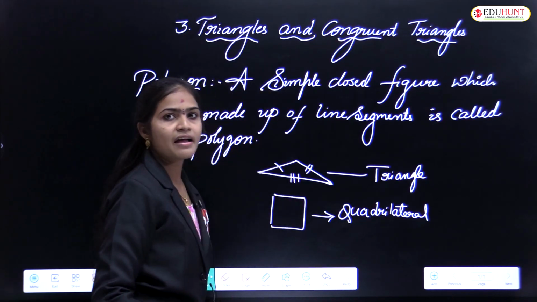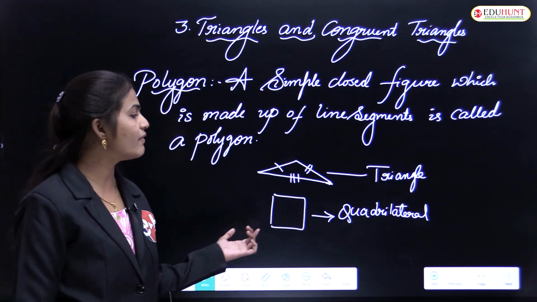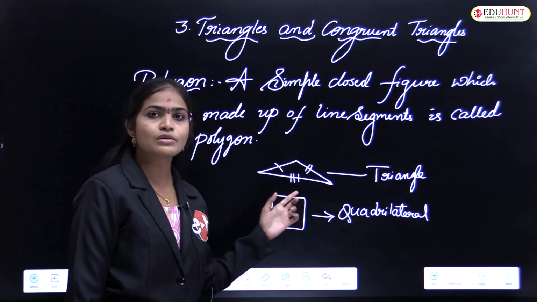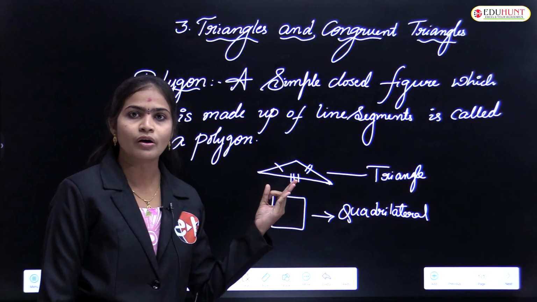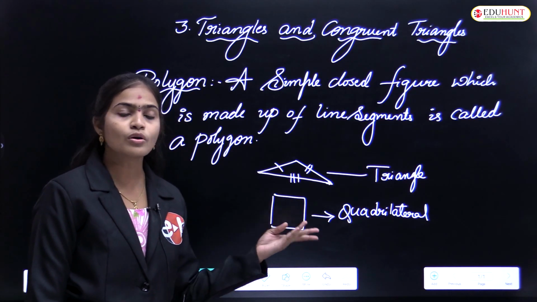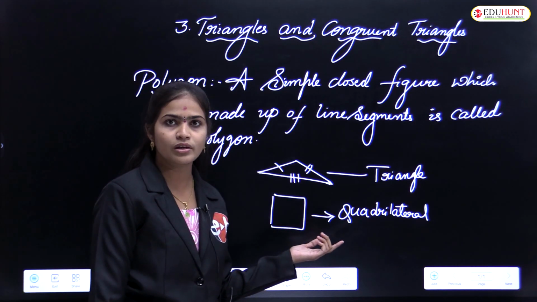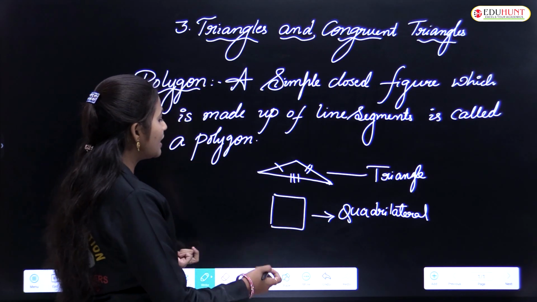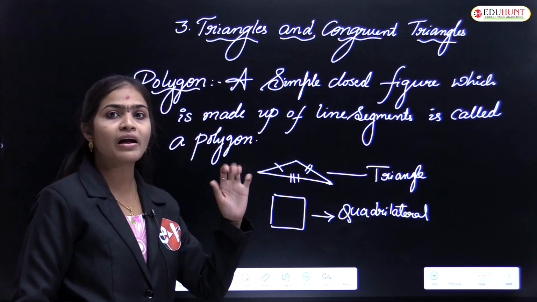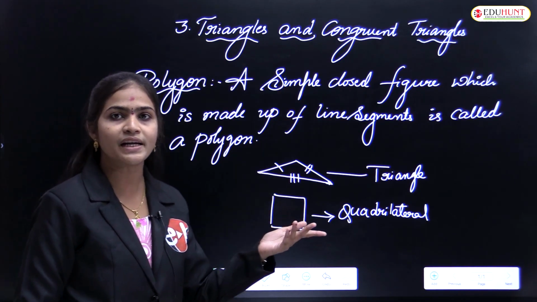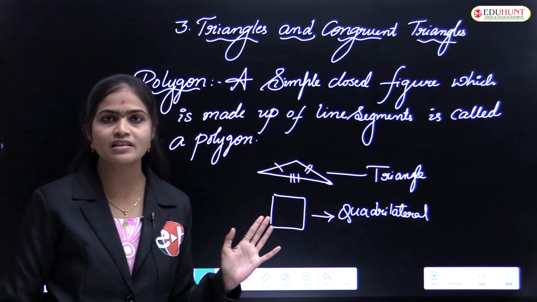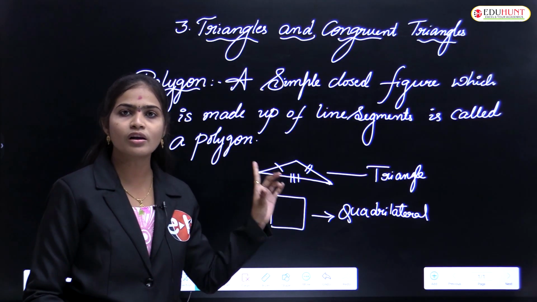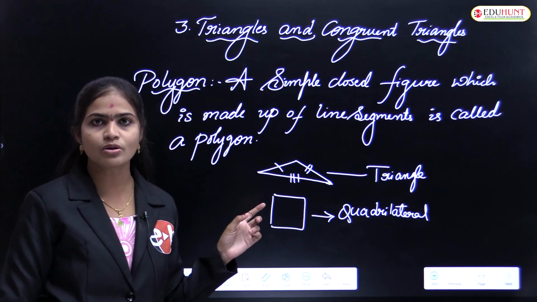A polygon which has 4 line segments, we call a quadrilateral. So we can observe that square, rectangle, parallelogram, and trapezium all come under quadrilaterals only. After that, if a figure is made up of 5 line segments, we call it a pentagon. If it is made up of 6 line segments, we call it a hexagon, and so on. We discussed all these concepts in the polygons concept.